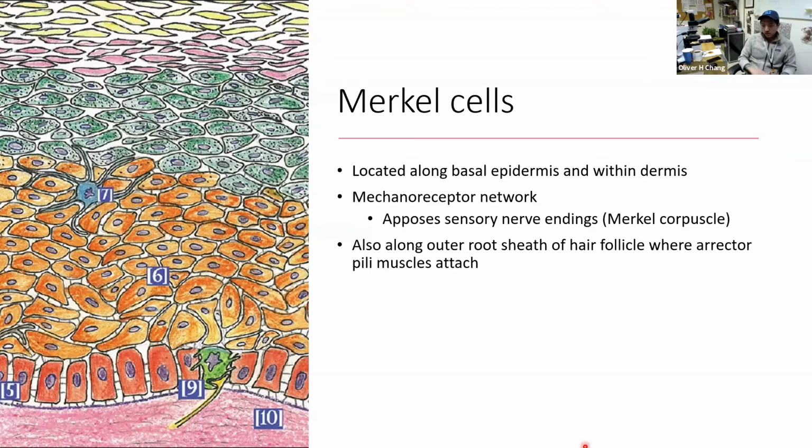They're part of the mechanoreceptor network. You can't see them on normal H&E stained sections. You need cytokeratins. CK20 is a popular one. You can also use CAM 5.2. Neuroendocrine markers will also work.